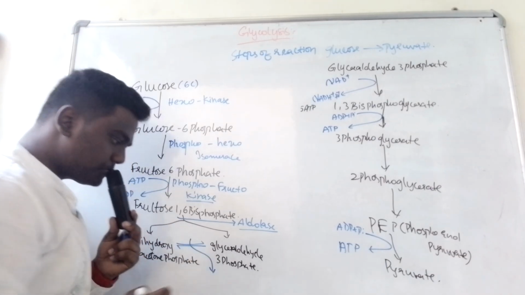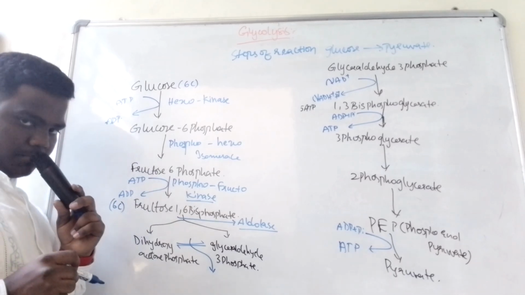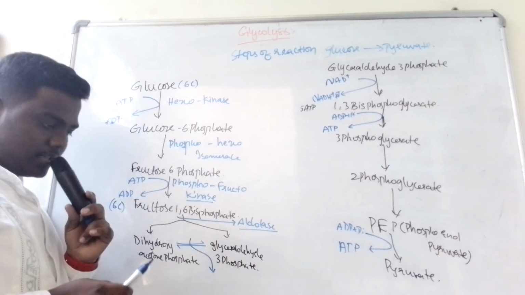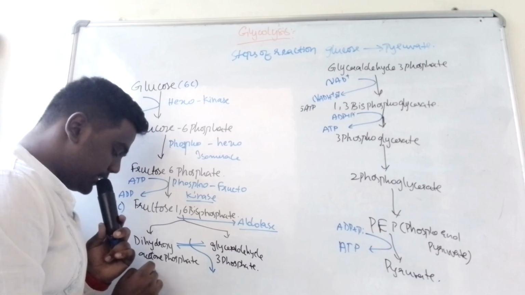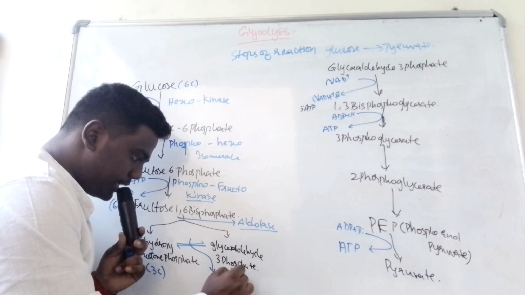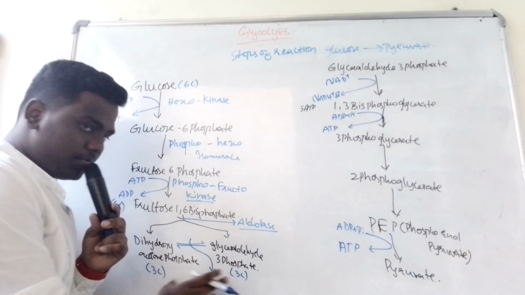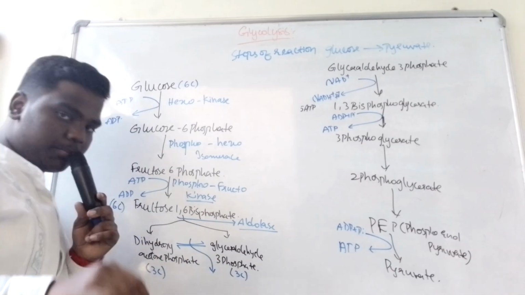Okay. Again here, fructose 1,6-bisphosphate is a 6-carbon compound. Once it is split, the dihydroxyacetone phosphate is a 3-carbon compound, and glyceraldehyde 3-phosphate is also a 3-carbon compound. Meaning both of these compounds have 3 carbons in them. Okay?